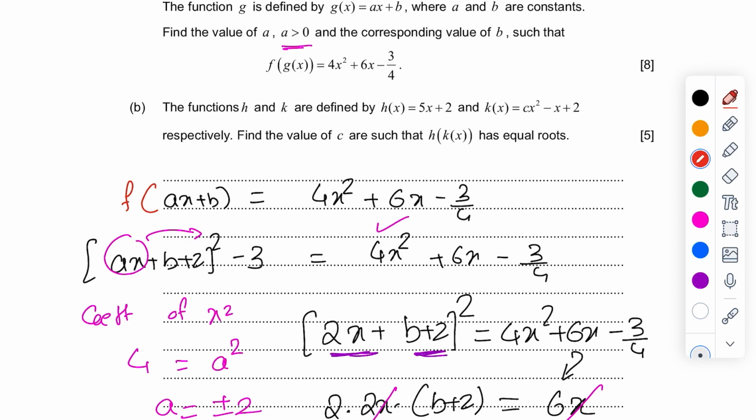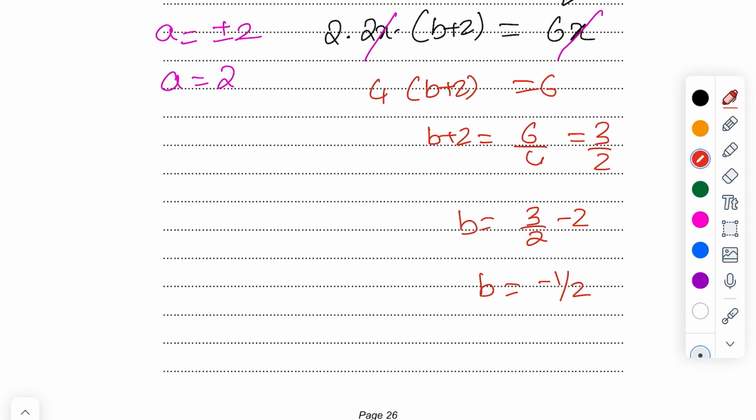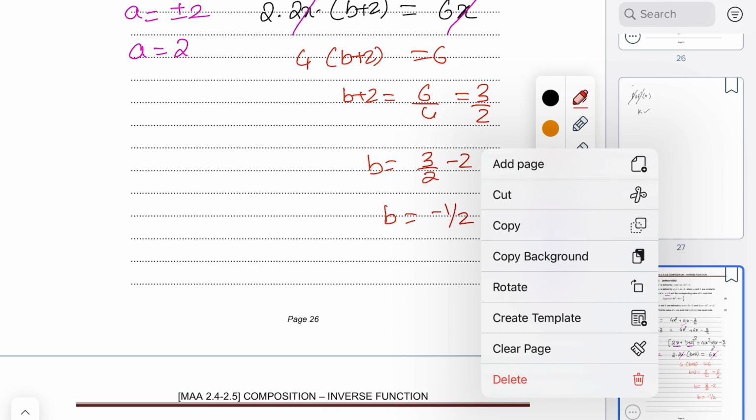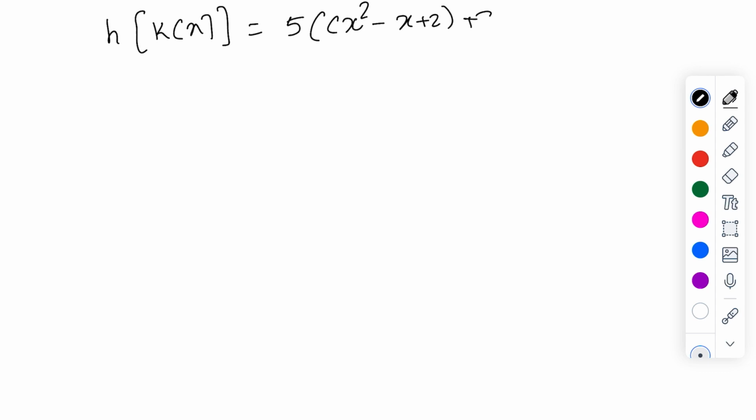Next, the functions h and k are defined by h of x equals 5x plus 2 and k of x equals cx square minus x plus 2 respectively. Find the value of c such that h of k of x has equal roots. So he is telling that h of k of x has equal roots. So I add a page over here. What is that? h of k of x will become 5 of cx square minus x plus 2, plus 2.